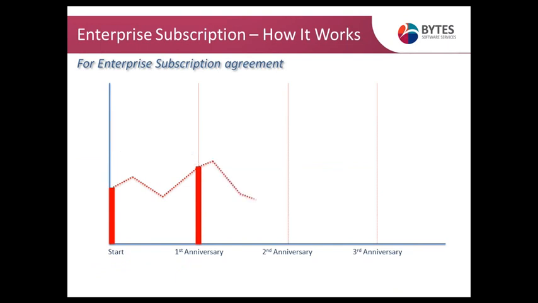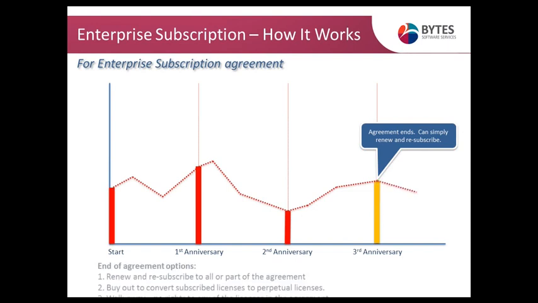Then, during the following year, the number of licenses you may be running may go up or they may come down. And in this case, they've come down. You just simply pay that third and last payment at the level of the licenses that you're actually running. And then the final year of the agreement is when the agreement ends.